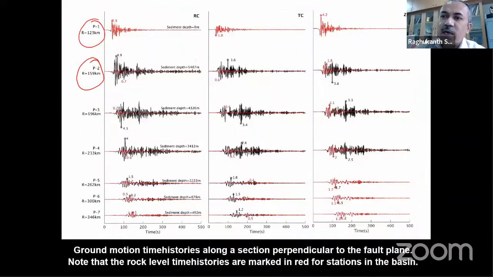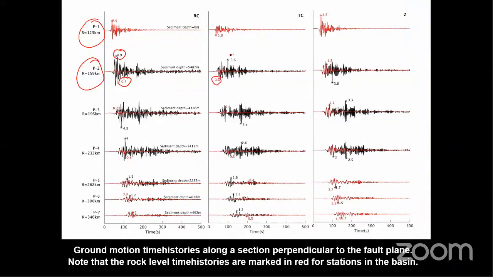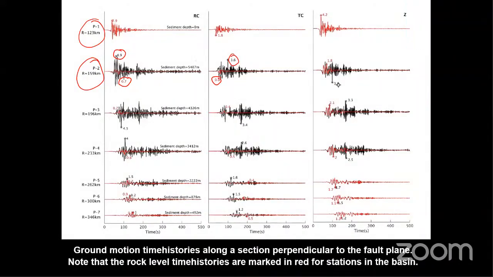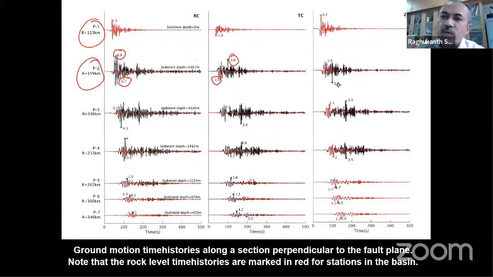You can see the red one shows the bedrock level, and the black one shows the surface. So the 0.7 is at rock, but at the surface we get 4.9, almost 5 to 6 times amplification. Similarly, for the transverse component, you can see 0.6 to 3.6. And of course, there is also de-amplification. 3.8 to 1.8, so somewhere you can see de-amplification also.